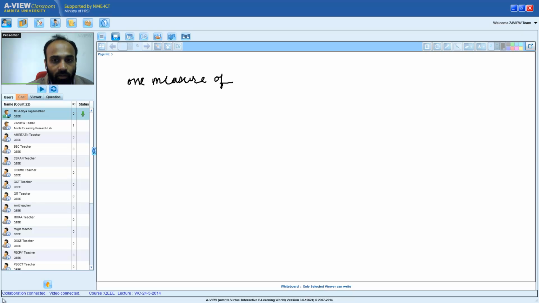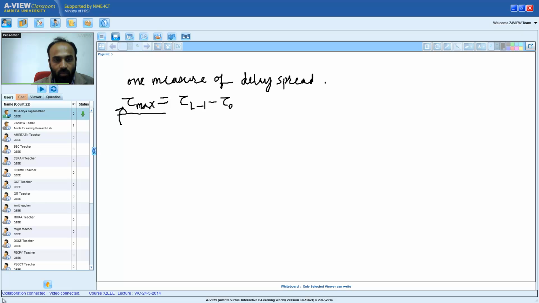Okay. So one measure of the delay spread is simply tau L minus 1 minus tau 0, and this is known as tau max, which is the maximum delay spread.